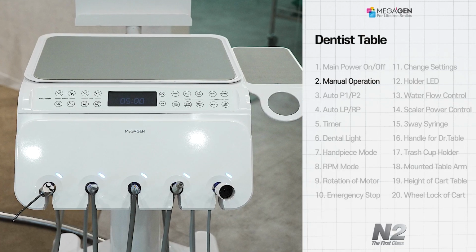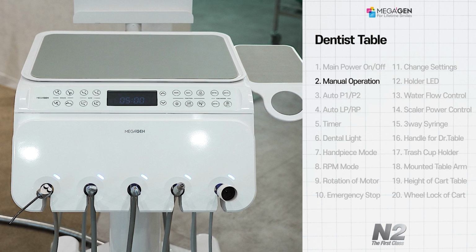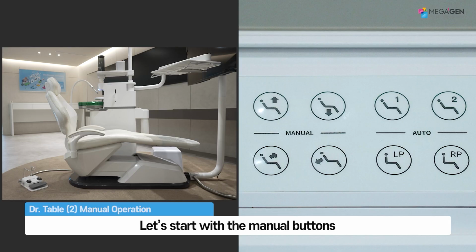The buttons for operating the chair are divided into manual mode and automatic positions. Let's start with the manual buttons. When you press and hold each manual button, the chair operates manually.